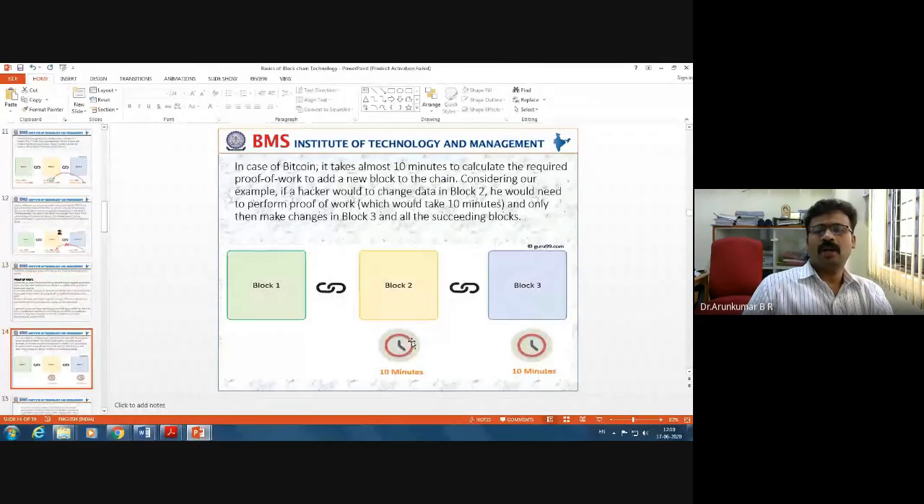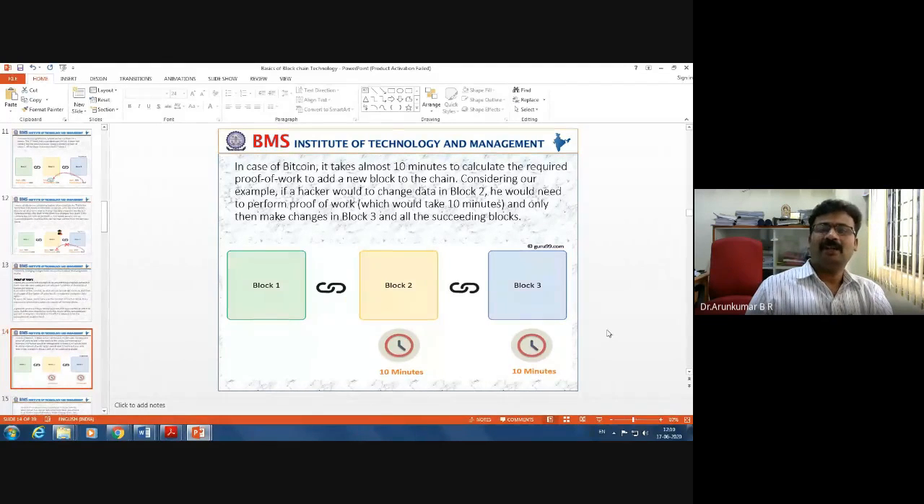And here you have to understand this problem with an example. In the case of Bitcoin, it takes almost 10 minutes to calculate the required proof of work to add a new block. Suppose a node wants to add a block to the chain, then it has to solve a certain puzzle. To solve the puzzle, it takes about 10 minutes. If a hacker wants to change the data in block 2, he would need to perform proof of work, which takes 10 minutes, and only then can he change block 3 and all the succeeding blocks. Right?